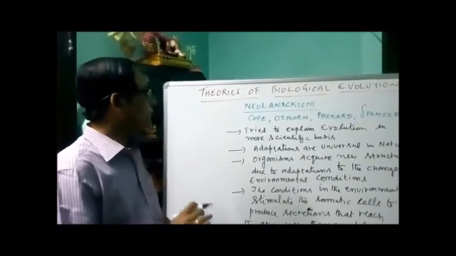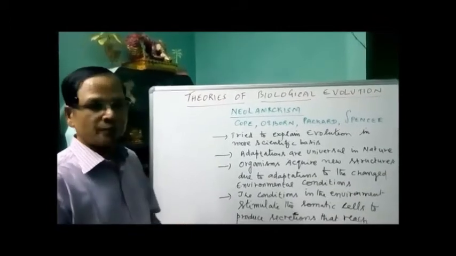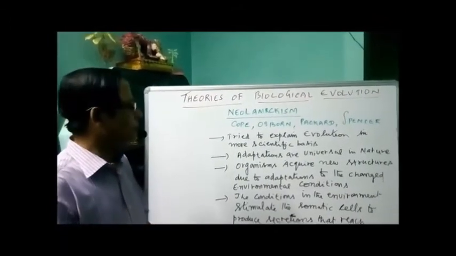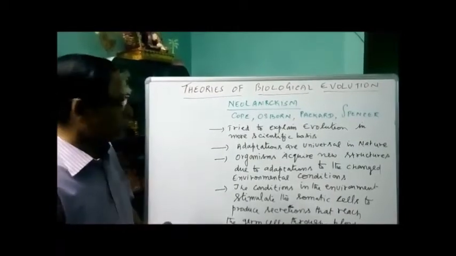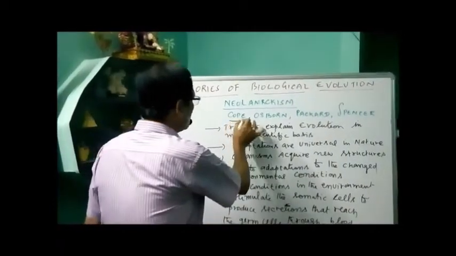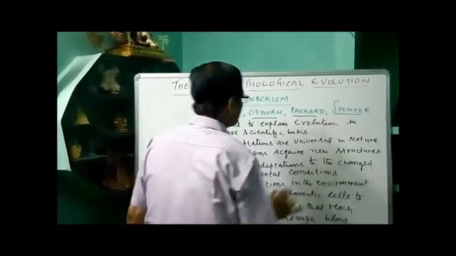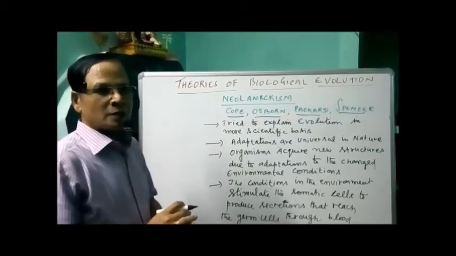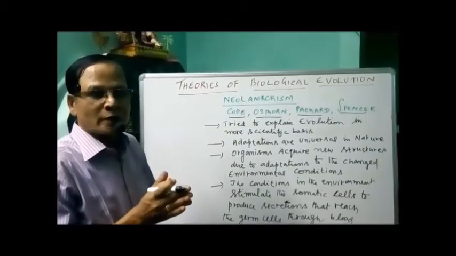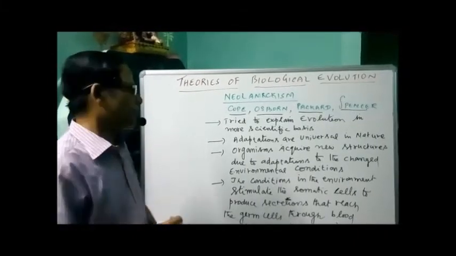The most scientific form of Lamarckism is called neo-Lamarckism. The followers of Lamarck are called neo-Lamarckians. Among the neo-Lamarckians we have Cope, Osborn, Packard and Spencer. These people tried to explain the Lamarckian concept on a more scientific basis.